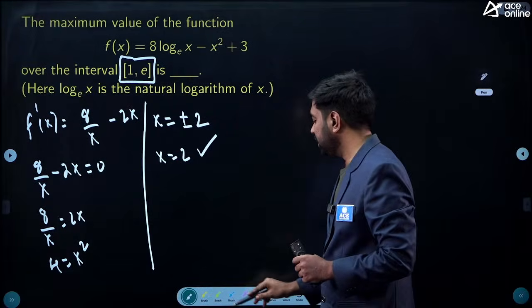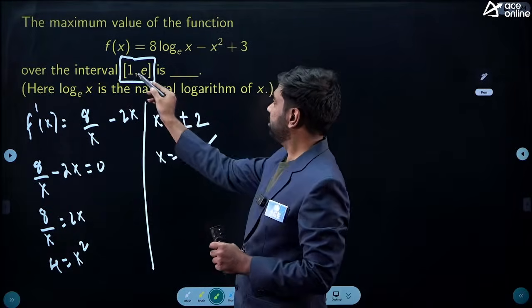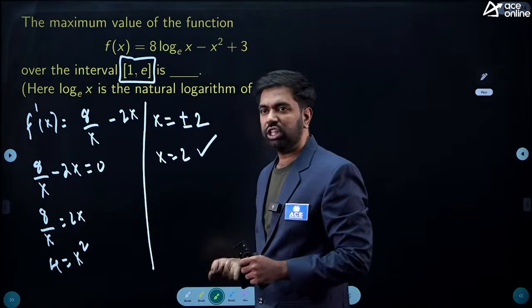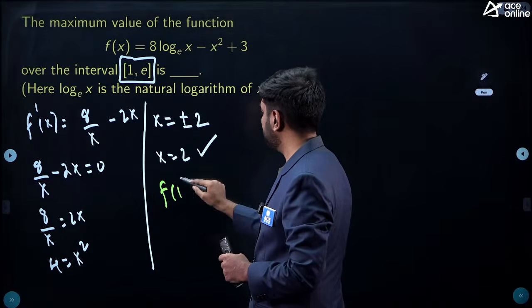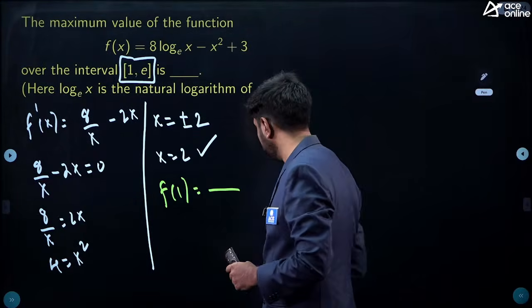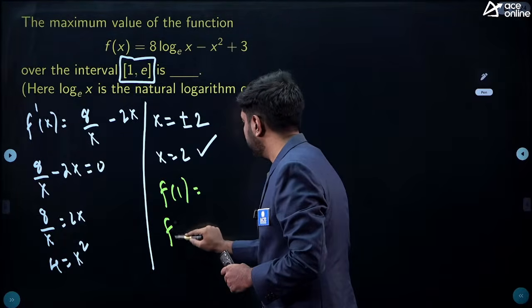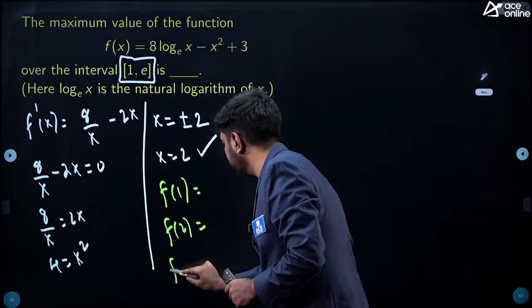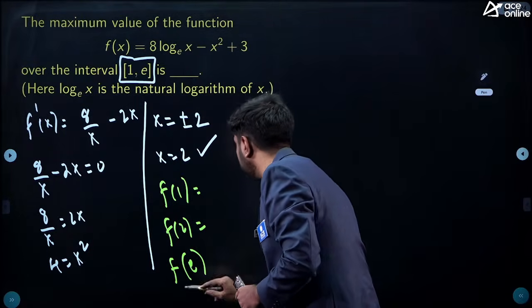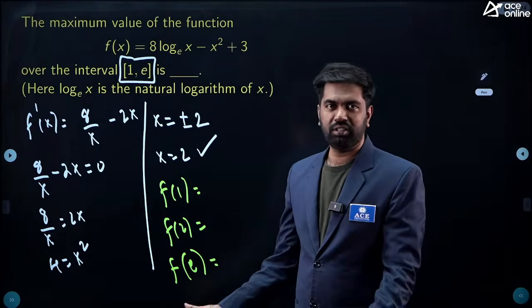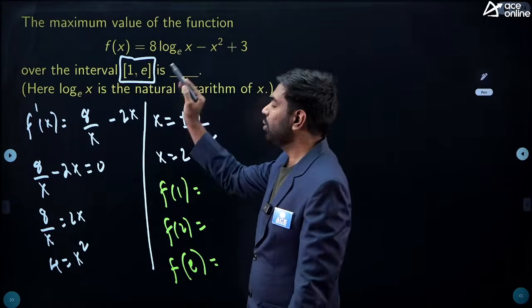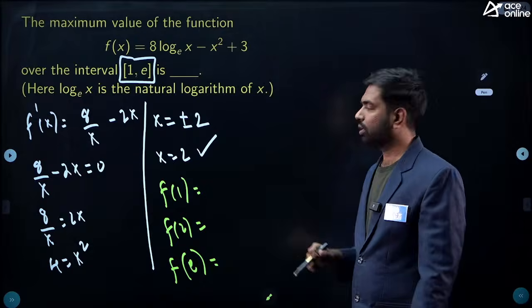What you do is find the function value at these endpoints as well as at this stationary point. Like I'm asking you, what is f of 1? Find it. What is f of 2? If you can find what is f of e, this will give you the answer. That is that simple because it's a closed interval problem. So this is what we do in the closed interval.